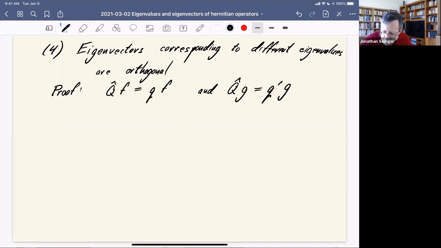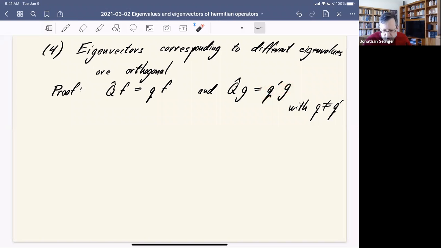And we'll say with Q not equal to Q prime. So these are two of the eigenvalues in the infinite set, Q and Q prime, two of the eigenvalues in the spectrum, to use a vocabulary word. The eigenvalue Q goes with the eigenfunction F, and the eigenvalue Q prime goes with the eigenfunction G.